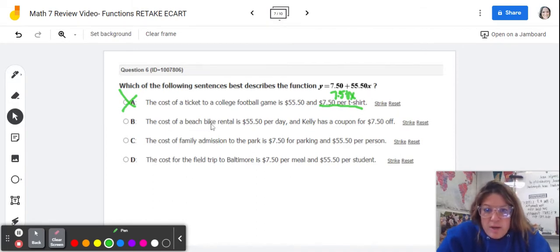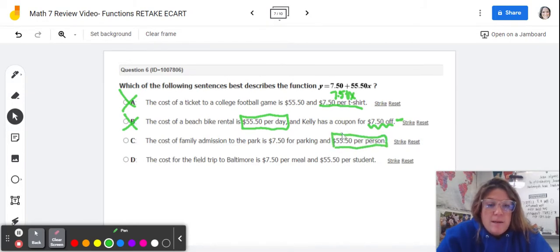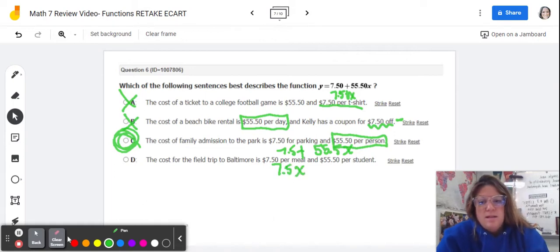The cost of a beach bike rental is $55 per day. Okay, that looks like it multiplies by X. And Kelly has a coupon for $7.50 off. That means she's going to subtract, so that's not it. The cost of family admission to the park is $7.50 for parking and $55.50 per person. So there's my times X. So this would be $55.50 times X, and then I have to add the $7.50 for parking. So it looks like it's going to be C. The cost of the field trip is $7.50 per. This one multiplies the X by that, so it's not C.